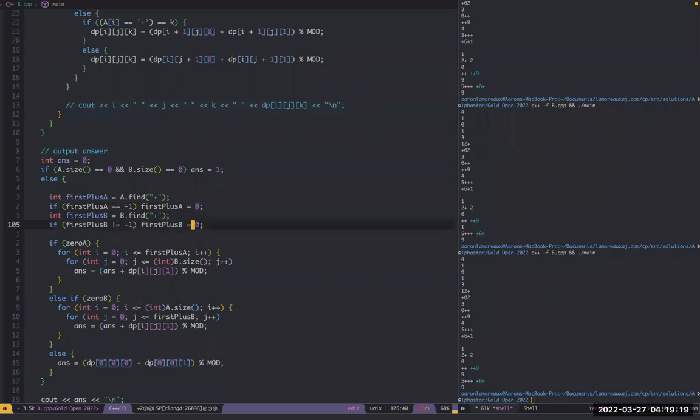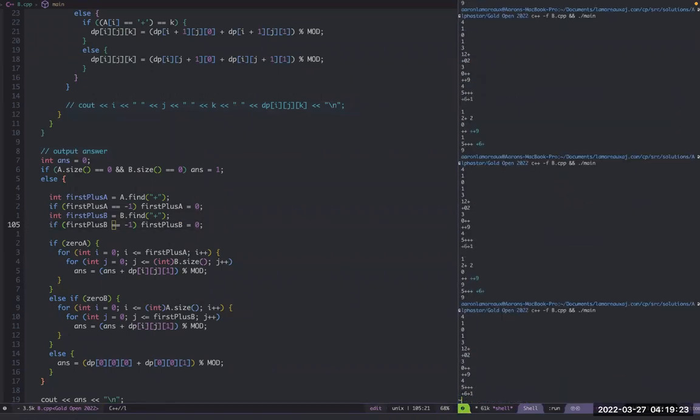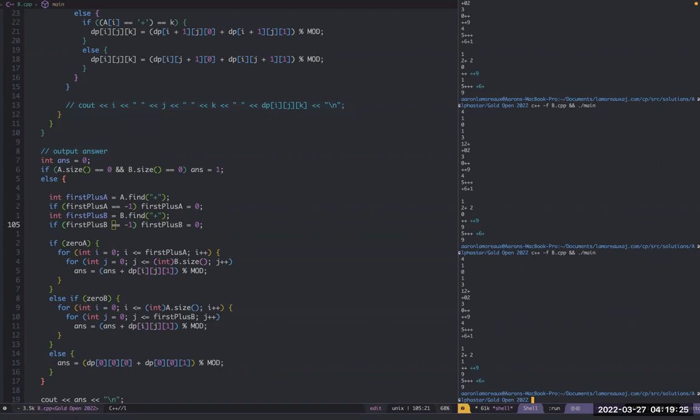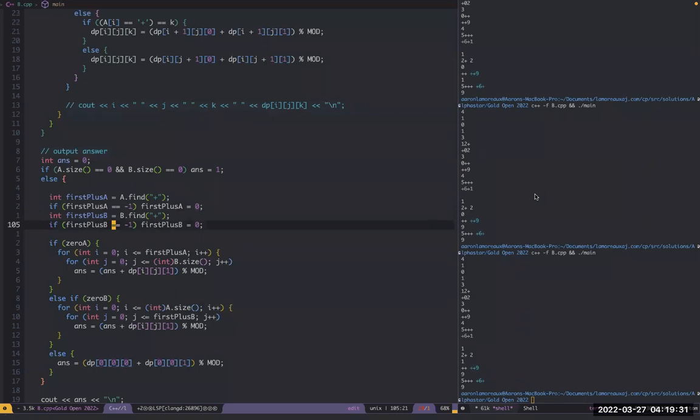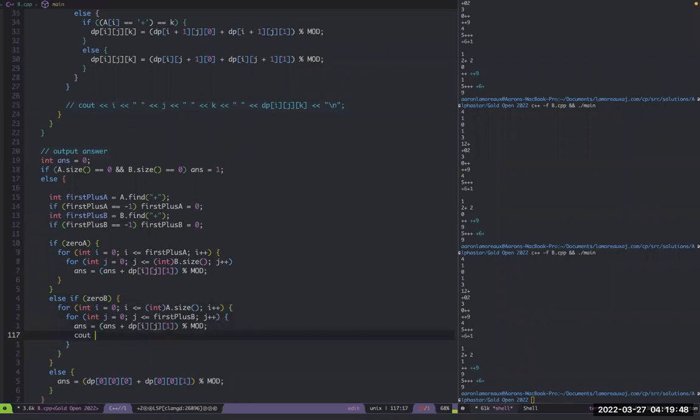Oh, what did I put out there? I don't know. It's supposed to be 3 because you have 2, 2 plus 2, and plus 2, 2, which we're missing. Yeah, let's add a little output to help us.